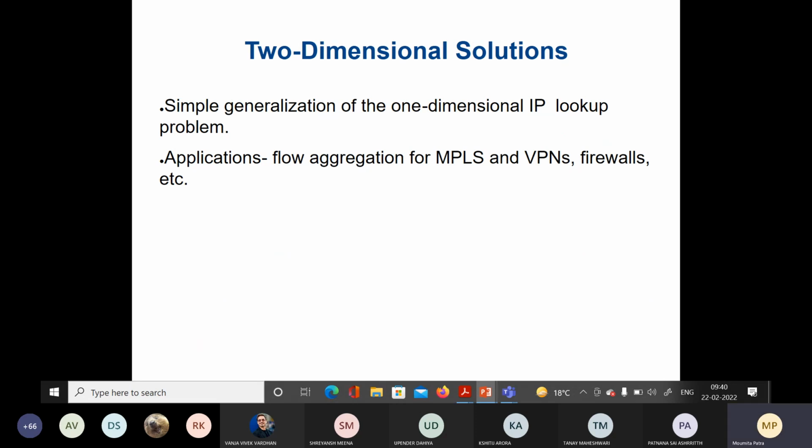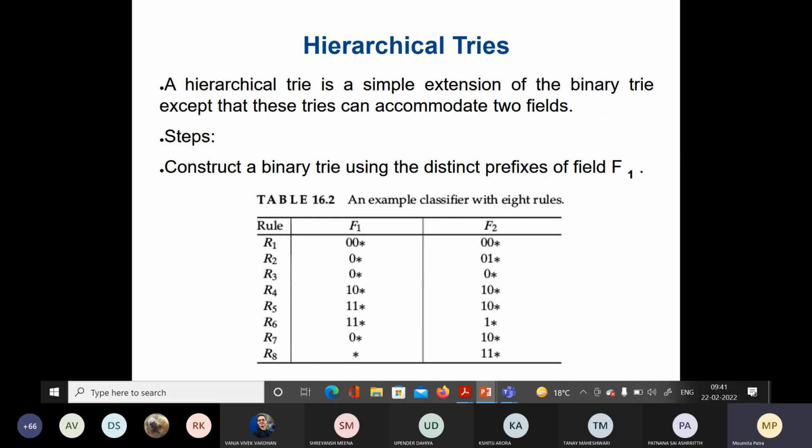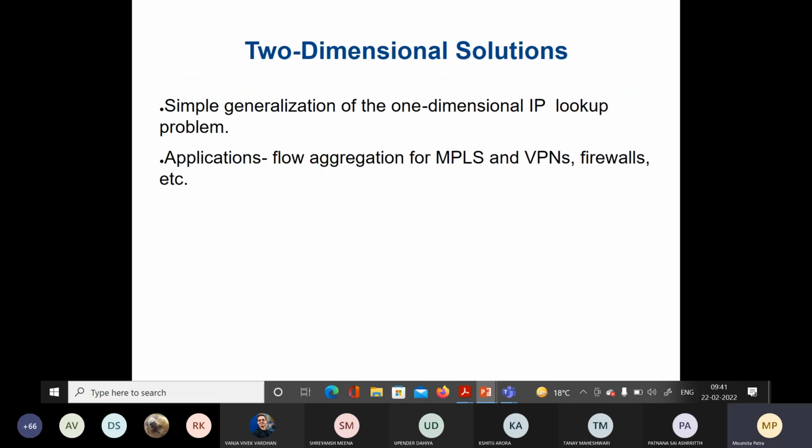Now we'll get to two-dimensional solutions. I hope that I'm making sense because I've talked a lot until now and there have been no questions from your side at all. So after the class, I hope that you have some questions for this class. Sorry. Let me get to this one, that is the two-dimensional solutions.